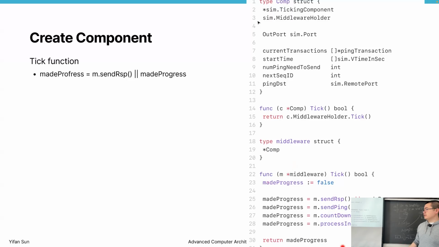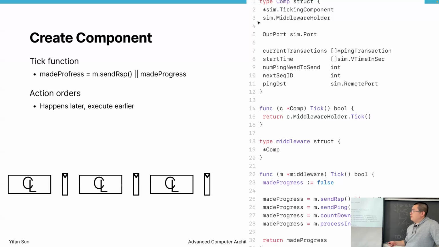So for them, process input should be the triggering event, but we intentionally implement it at the end. Why is it? It's a common thing: action orders. If something happens later, we need to execute it earlier. Why is that?